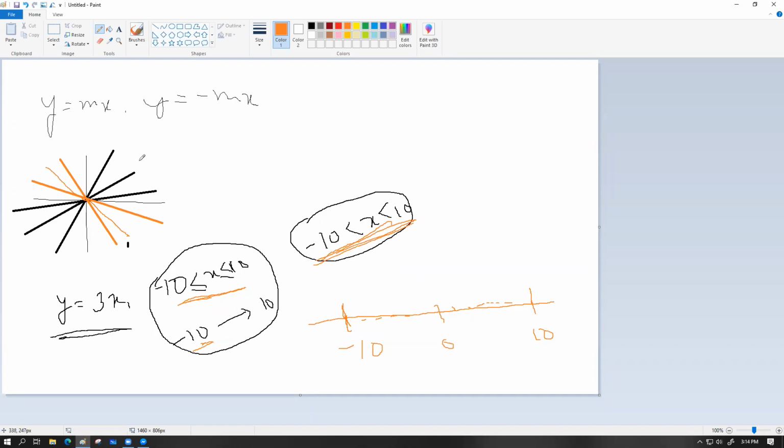So do you guys understand the reference that I'm trying to make, when I'm talking about the first quadrant, second quadrant, third quadrant, fourth quadrant? Do you know this quadrant division, everyone?